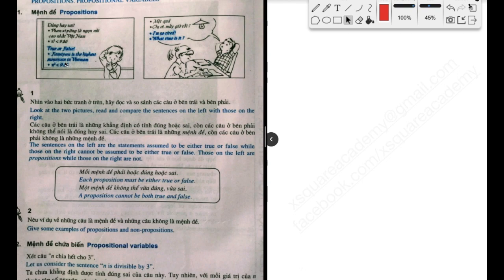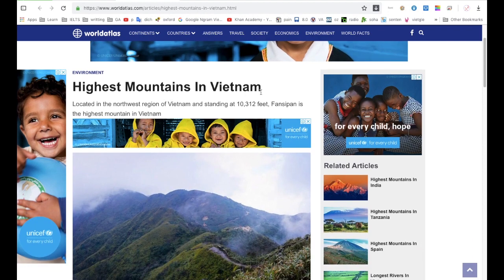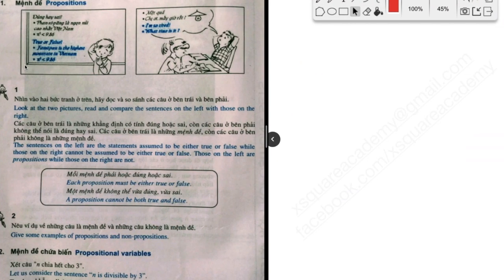And I'll prove it for you. Phan Xi Pang is the highest mountain in Vietnam. You can find it on the internet, very easy. It is the highest mountain in Vietnam, located in the northwest region, standing at 10,312 feet. So the first statement is right.